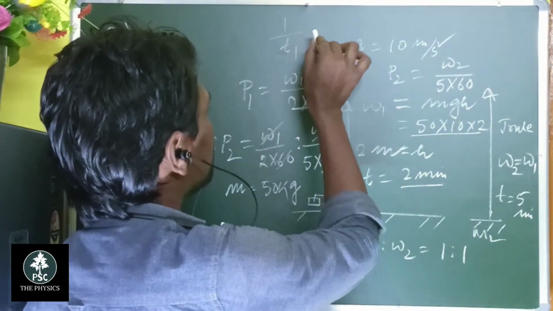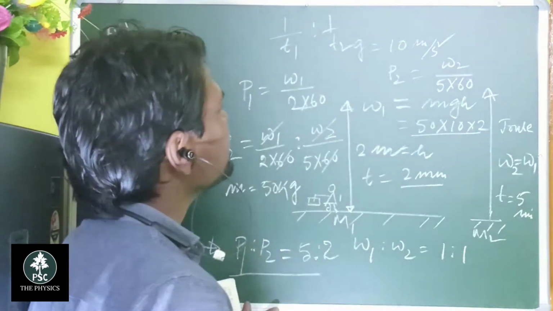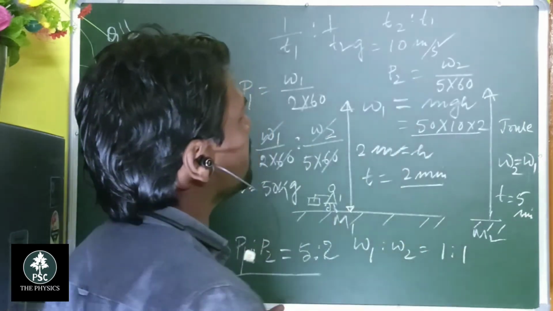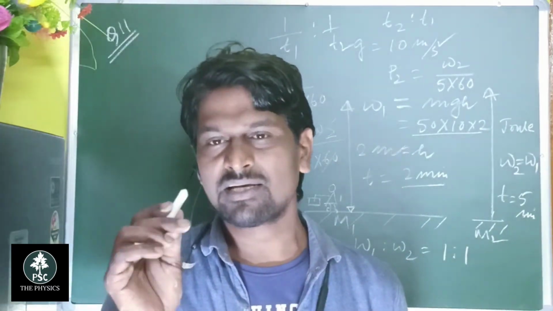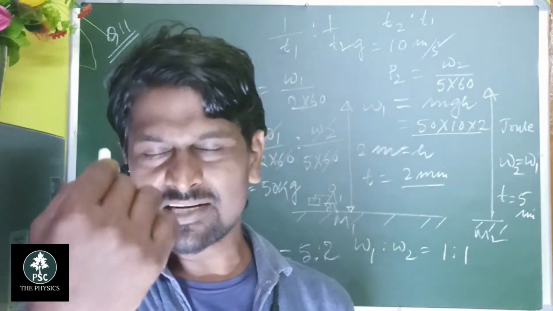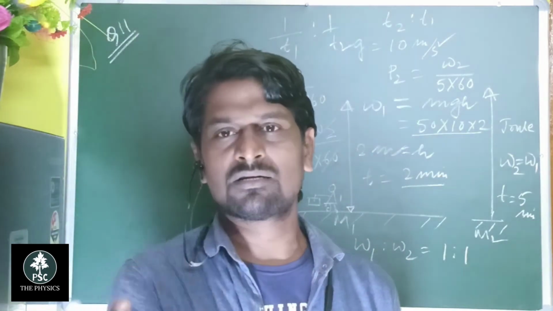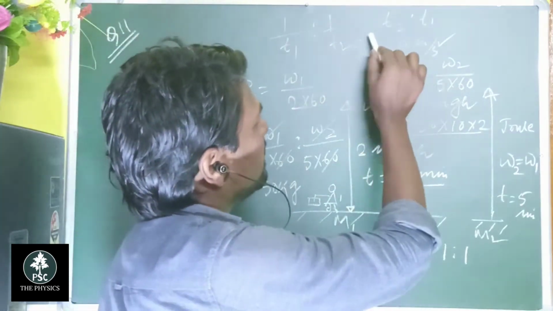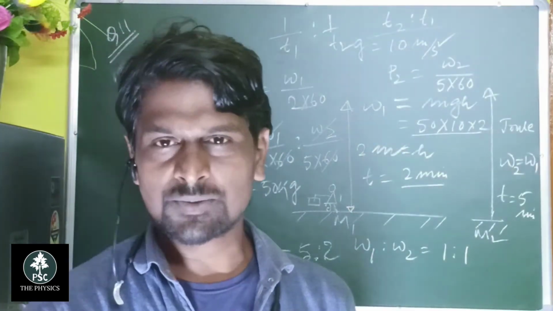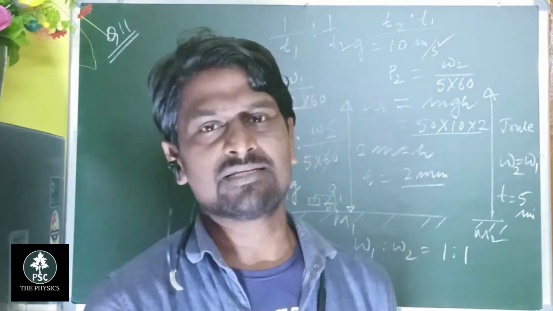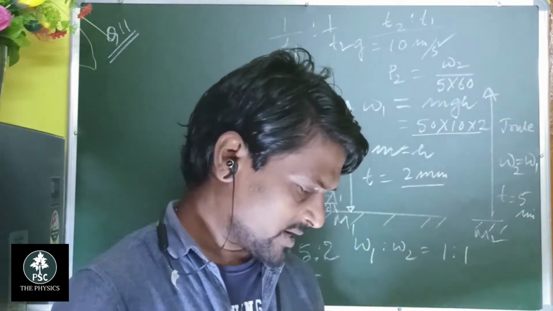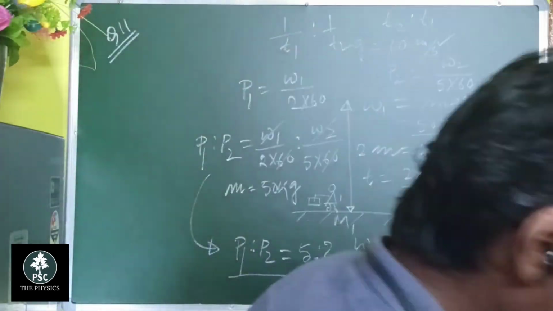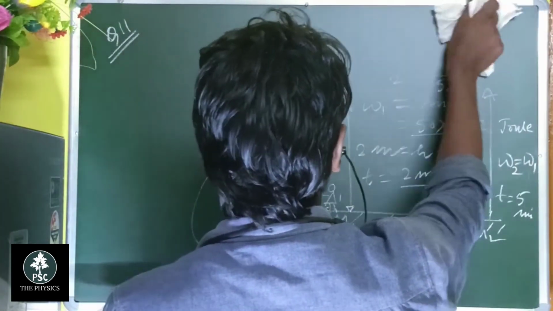So you can easily say that the ratio of the power is T2 is to T1. Take the reciprocal of the time, then cross multiply, and you can easily get the power consumed by that particular man. Okay, for the next one, go for the next numerical, that is question number 12.